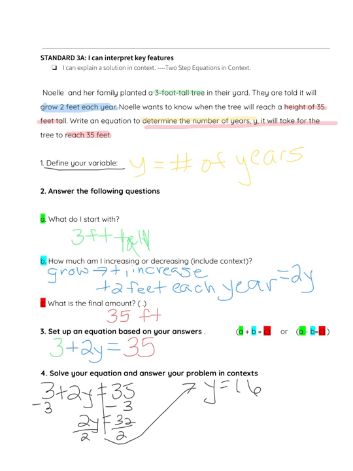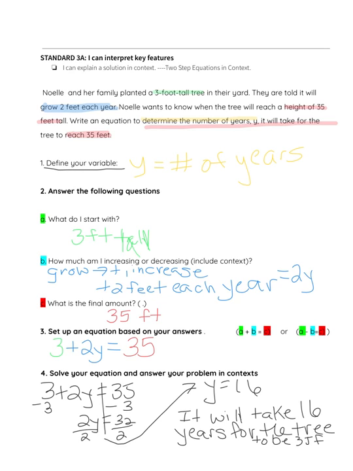So what does that mean? It will take 16 years for the tree to be 35 feet tall.